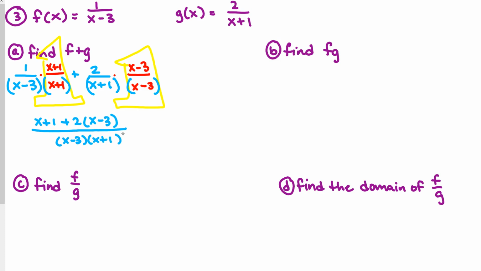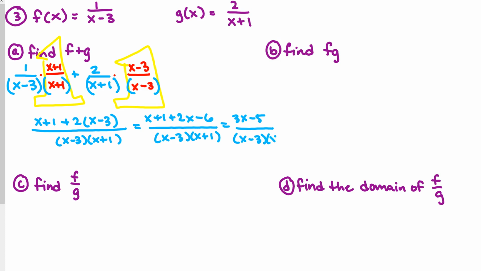And then we're going to simplify our numerator. So we have x plus 1 plus 2x minus 6 over the quantity x minus 3 times x plus 1. There's no need to multiply that out on the bottom. And then let's combine the like terms in the numerator, and we have 3x minus 5 over x minus 3 times x plus 1. Now there will be times, potentially, when you can reduce your numerator and denominator, but it doesn't look like that happens this time.